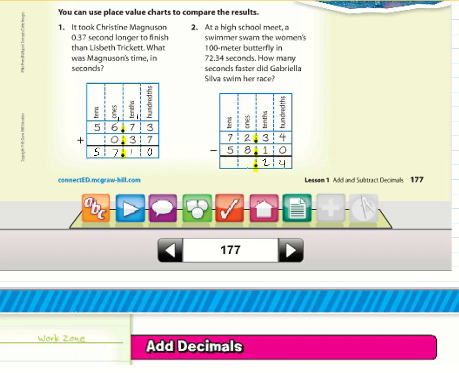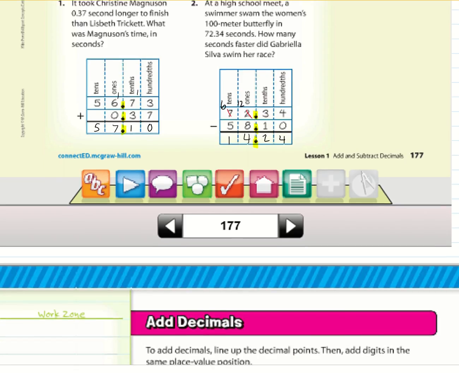2 minus 8, we cannot do that, so we have to borrow from the tens place. 7 is going to become a 6, and the 2 is going to become a 12. So we have 12 minus 8 equals 4, and 6 minus 5 equals 1. So our final answer is going to be 14 and 24 hundredths of a second.